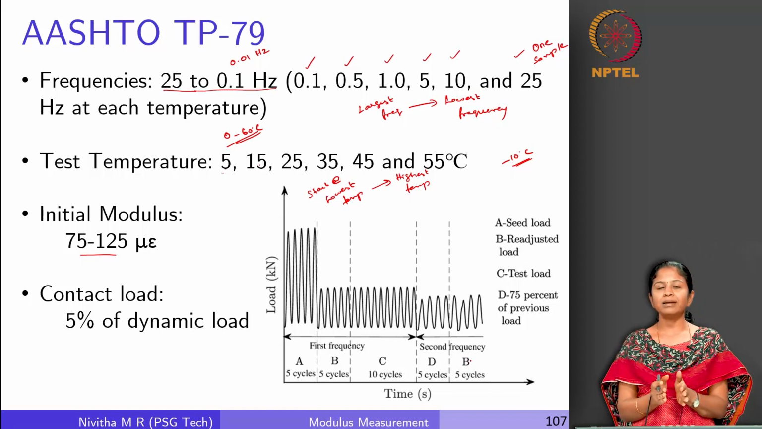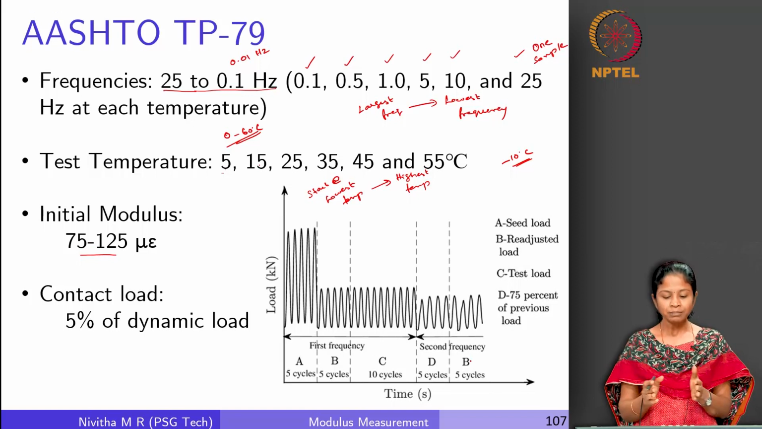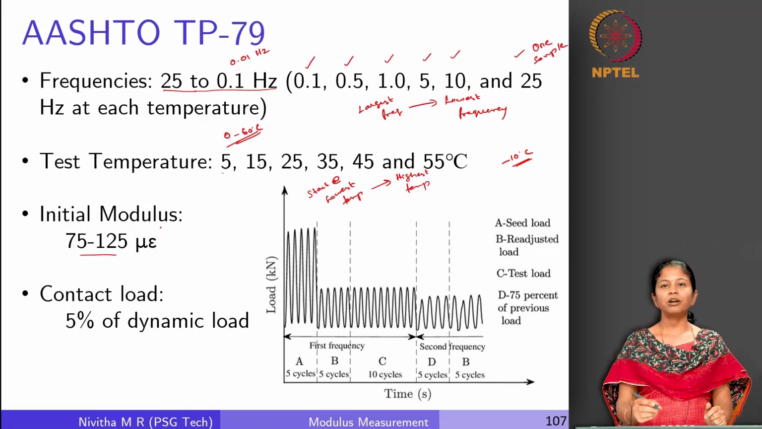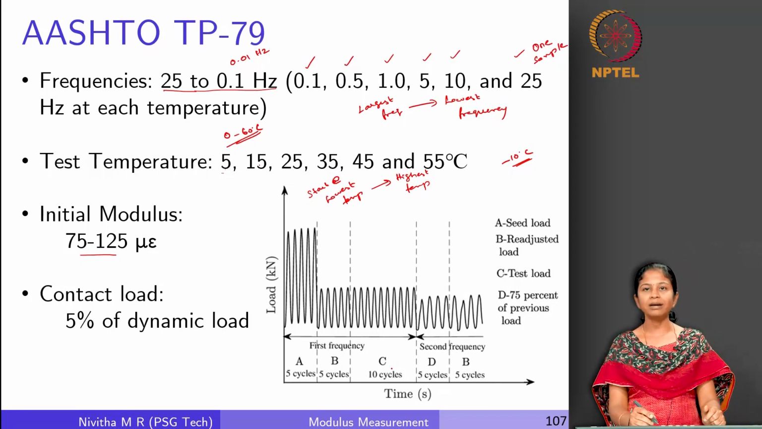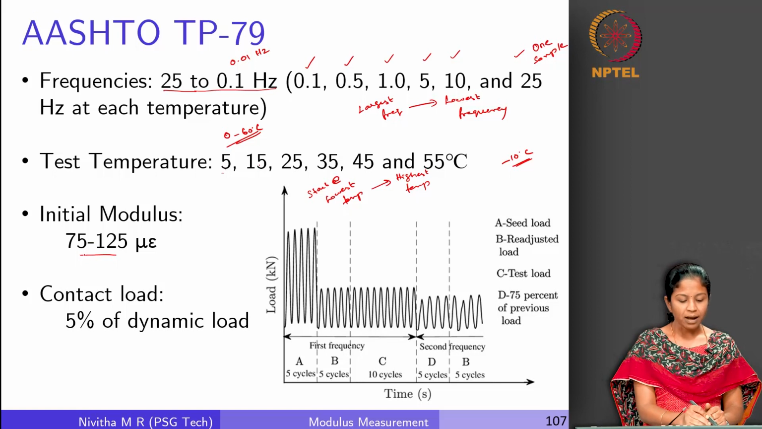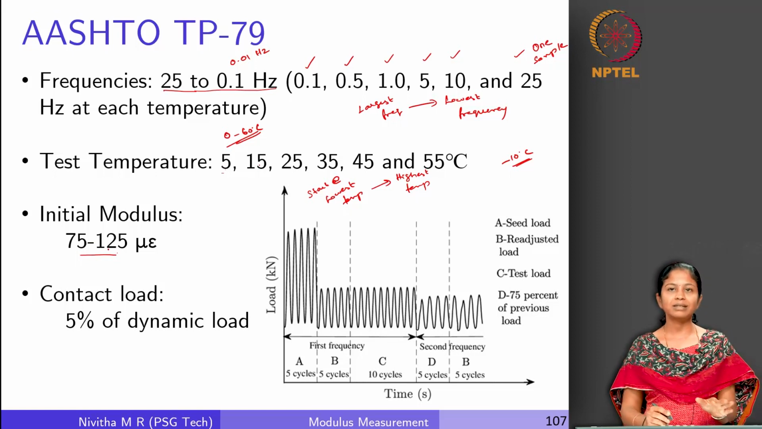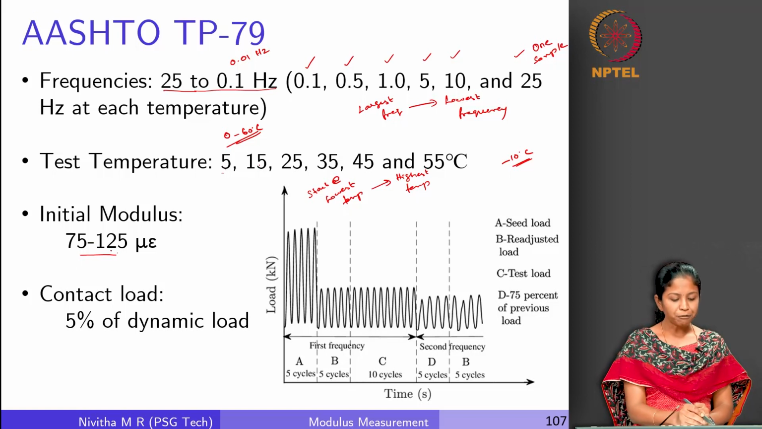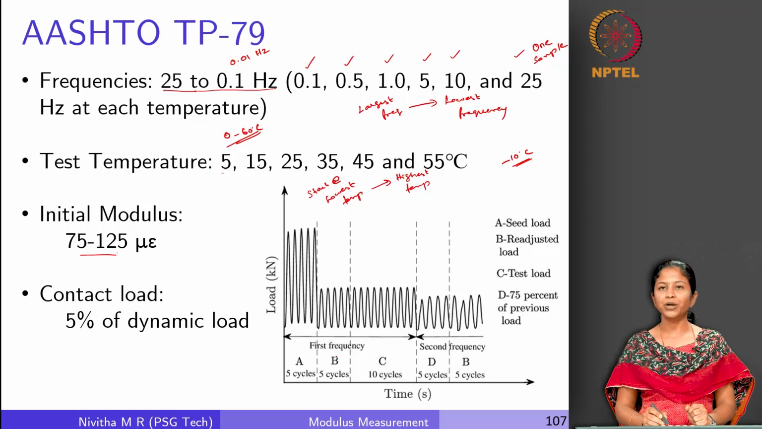So we have to maintain the response of the material in the linear viscoelastic regime during the entire test. That is why we try to minimize the strain or keep it in a particular range. A lot of research has been conducted earlier, and they have found that when the strain is in this range, the material response is more or less linear viscoelastic. So we have to attain this particular strain value during the testing.